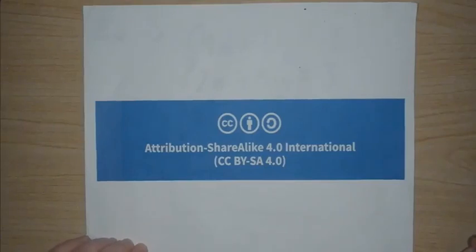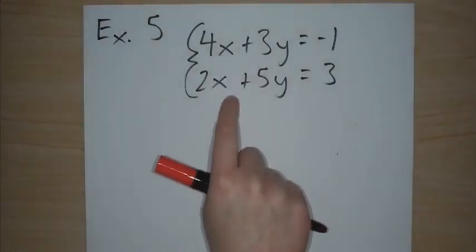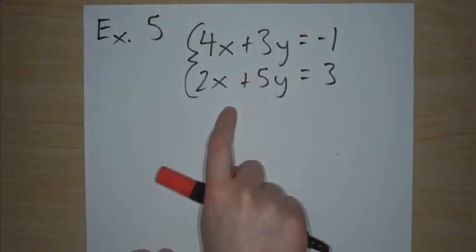Example 5 of the solving linear system, substitution, elimination, and calculator methods. We have the following system. We want to solve this using the TI-84 calculator. So before we do that, we need to solve each of these equations for y.